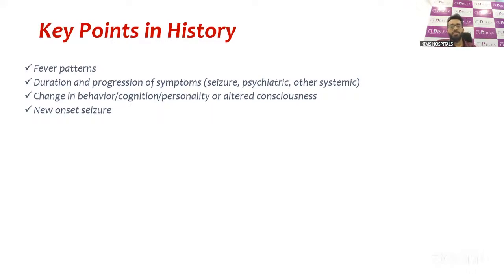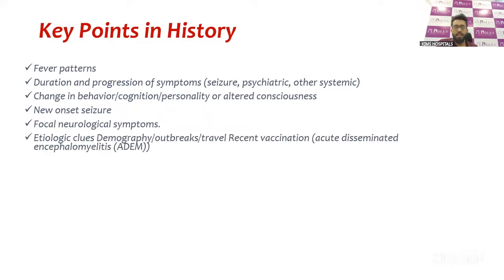The moment you have a seizure, you need to think there's something parenchymal. Focal neurological deficits, again, suggest encephalitis. And regarding etiologies, demography is very important. Recent travel to a hilly area or a crowded area, like Tirupati and pilgrimage places. When you go there, you have a lot of viral infections happening. So outbreaks are very important.